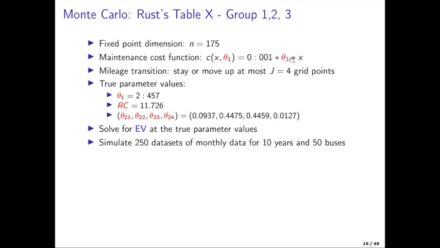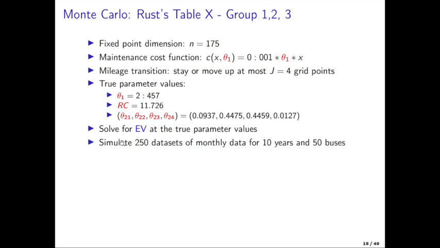The cost function is linear, so this is also the same functional form. The transition is stay or move up with J grid points. So this gives four different transition probability parameters in this case here. And then two structural parameters, theta 1 and RC, that we're trying to estimate.